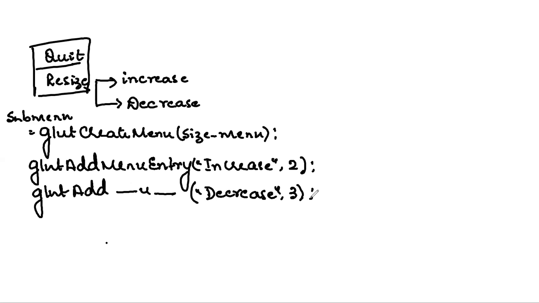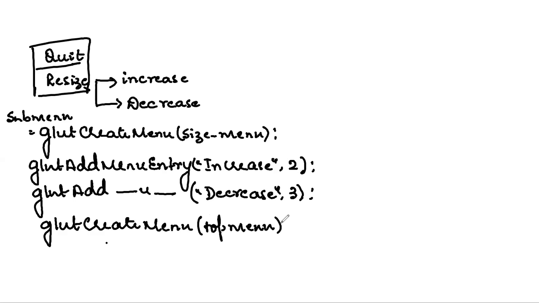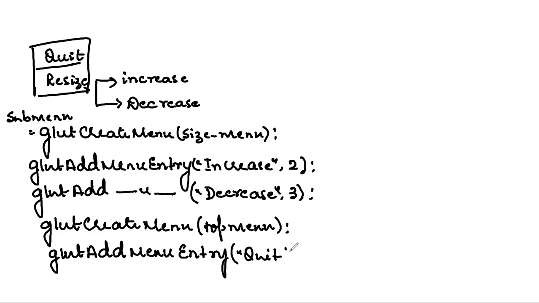Let me create one more menu here, glutCreateMenu, which I'm calling the top menu. Now here I need to add the entry. So let us call glutAddMenuEntry, and here the string is quit for us, and the number associated is 1. So here we have 1, 2 and 3.